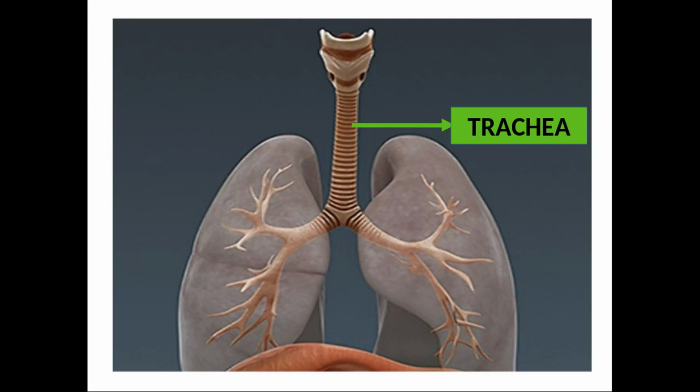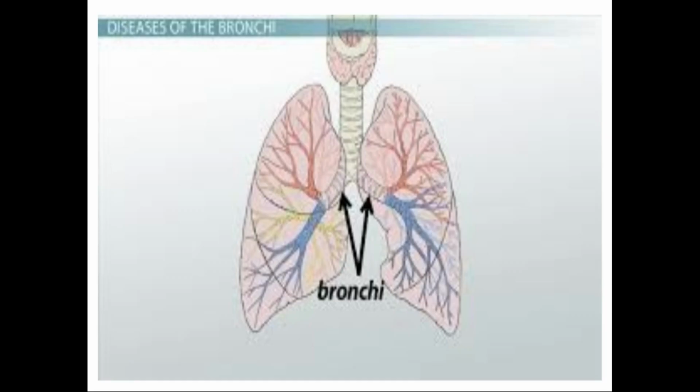The next one is bronchi. As the trachea enters towards the two lungs, it divides to form bronchi. The singular is bronchus.